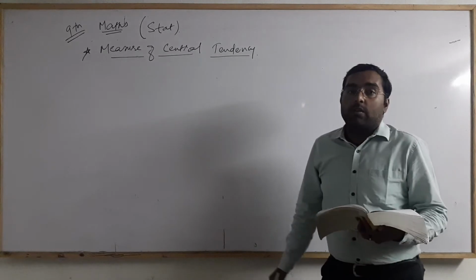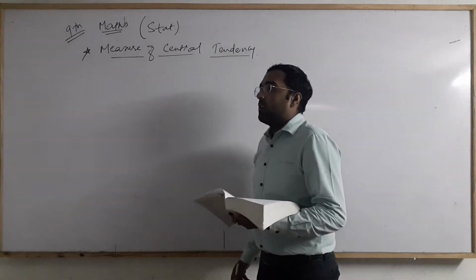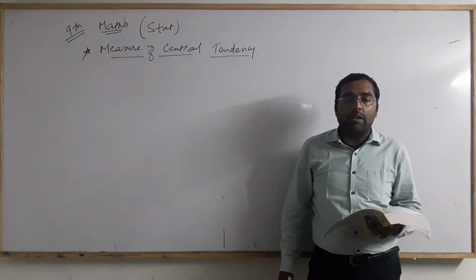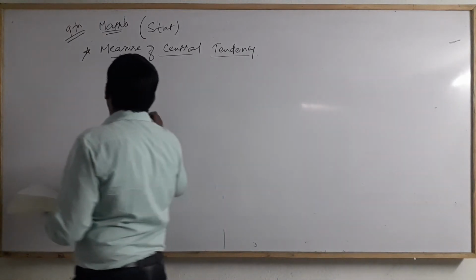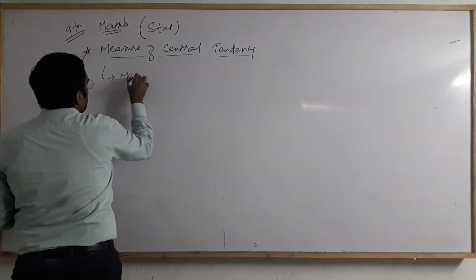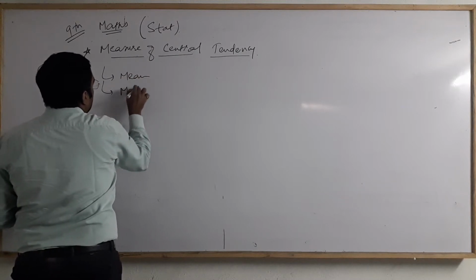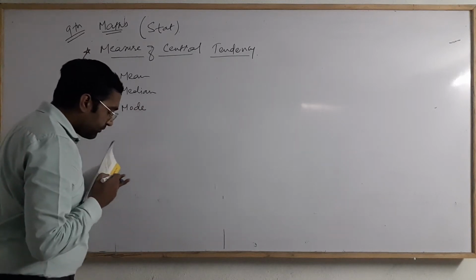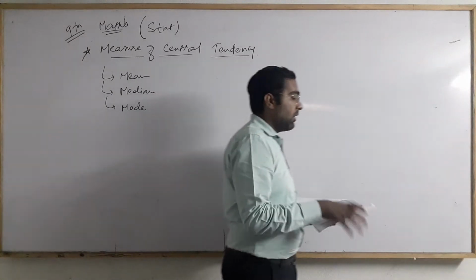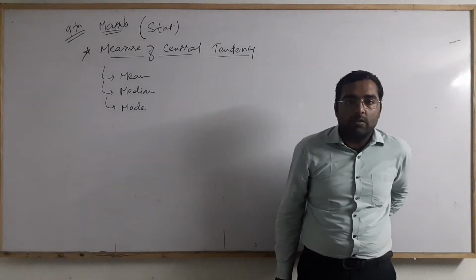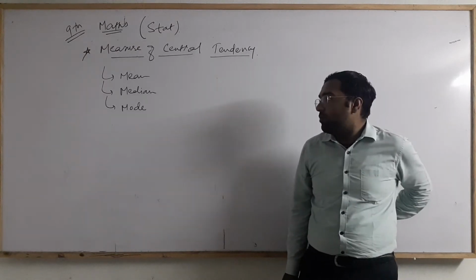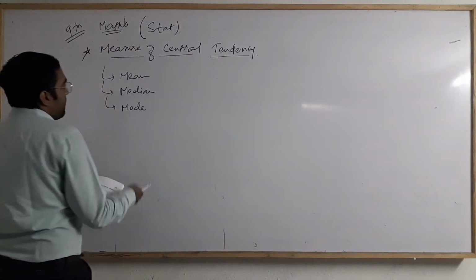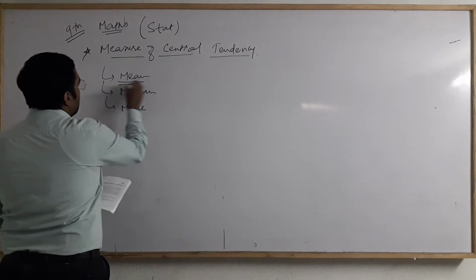As per the name, central tendency, we have to find the middle value of the data. There are three types of middle values. One of them is mean, the second one is median, and the third one is mode. In today's session, we move on to the first one, the mean.